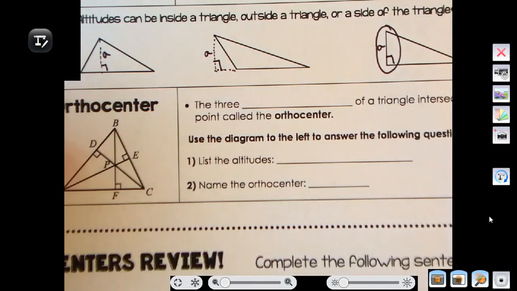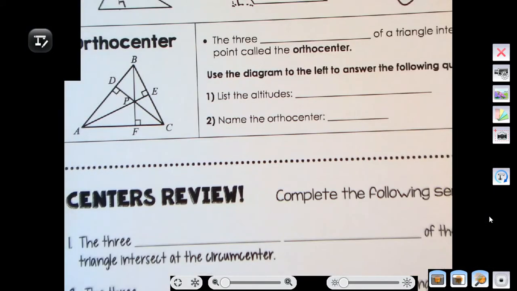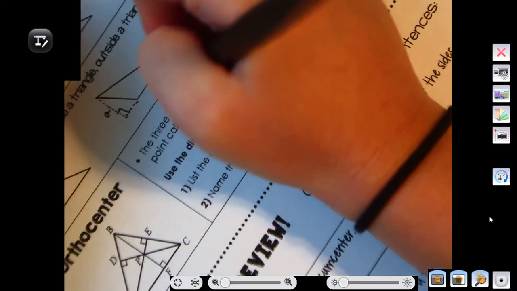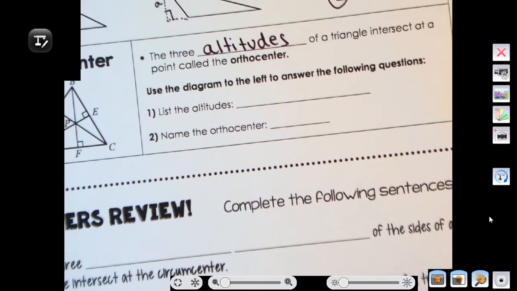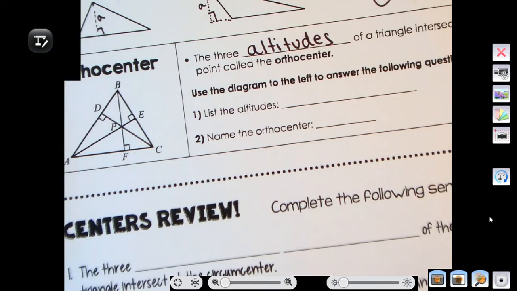Okay, so now we're going to use our knowledge of altitude. So now we kind of know what an altitude is. It goes from the vertex and it's perpendicular to that side. And we're going to look at the orthocenter, a new center for triangles. Remember in the last one, we had the 3 medians intersecting. Now we have the 3 altitudes intersecting. So the 3 altitudes of a triangle intersect at a point called the orthocenter. We're going to list the altitudes and then name the orthocenter.